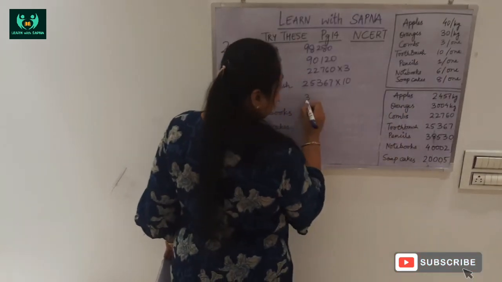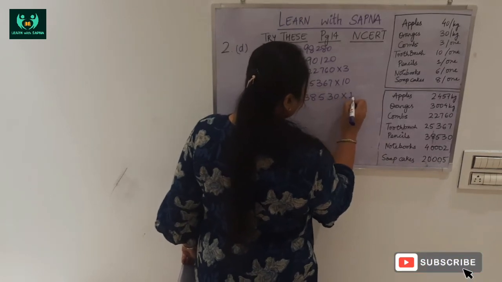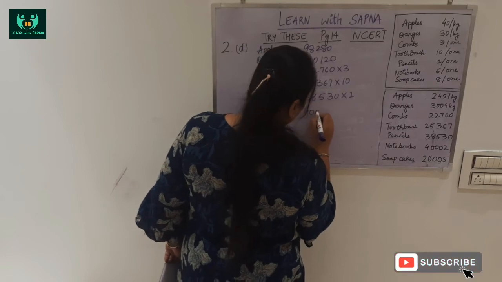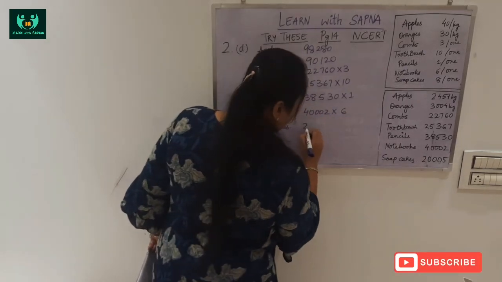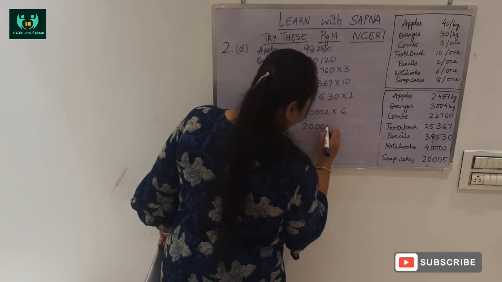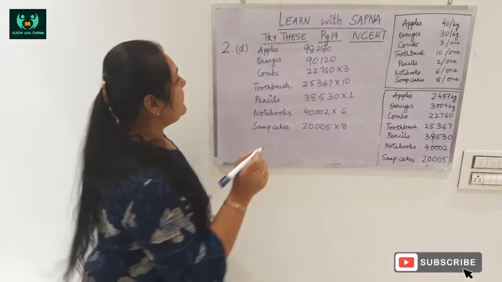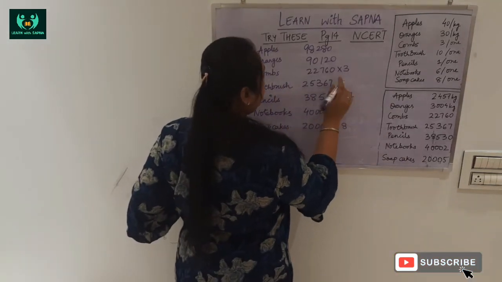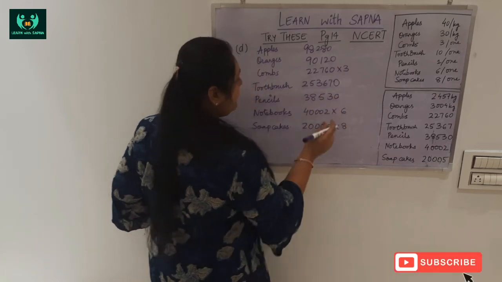पेंसिल्स 38,530 multiplied by 1. Notebooks 40,002 multiplied by 6. Soap cakes 20,005 multiplied by 8. Right? Let's solve them. यहाँ पे टूथब्रश में मल्टीप्लाइड बाय 10 है, सीधा यहाँ पे हमारा 0 लग जाएगा. ये मल्टीप्लाइड बाय 1 है, दिस विल रिमेन सेम.